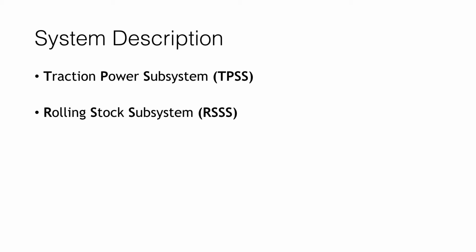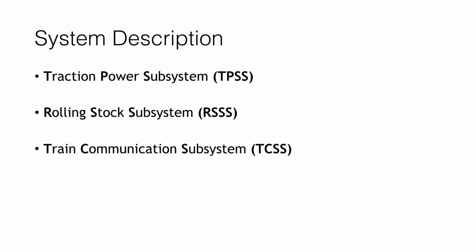There's the rolling stock subsystem, or RSSS. And then there's the train communication subsystem, or TCSS. And a better way to think about all of these is the TPSS represents the track, or the power infrastructure. The rolling stock subsystem, think of it like the train vehicle or the car. The controls associated with communicating with the track and controlling the speed and train movements thereafter. And then finally, the link is inferred by the train communication subsystem.